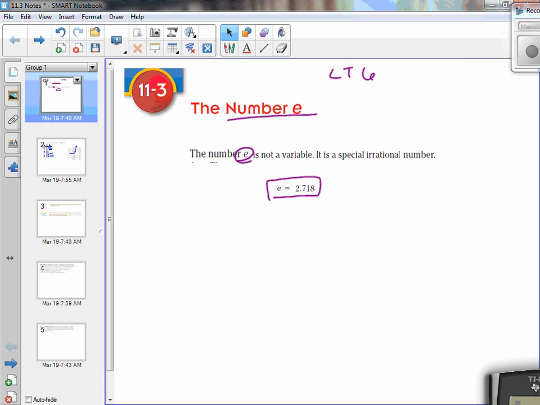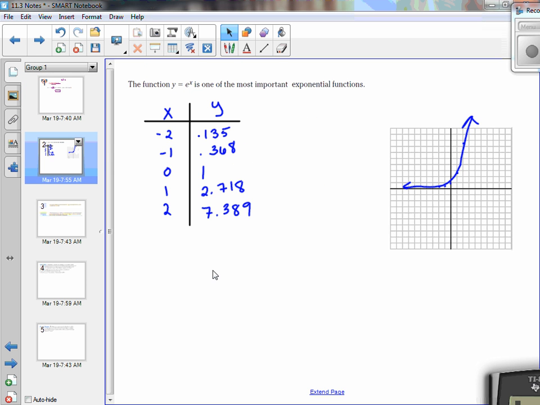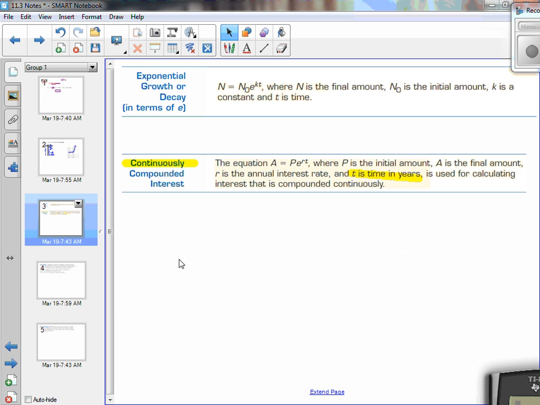So e to the x is a special exponential function. If you put in these variables, you have a domain of all real numbers and a range of all real numbers greater than 0. The importance of this is just to see it, because when we get into the logarithms, this is going to be one of the inverses we look at. So I just want you to see it once, and we'll come back to it later. What we're really going to do is talk about exponential growth and decay today.